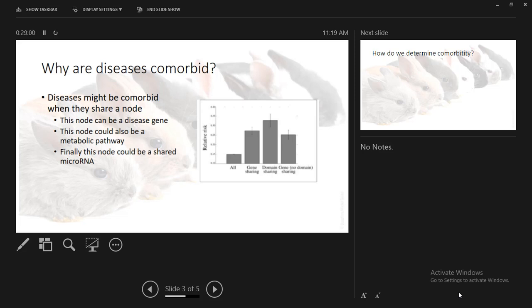Now, if the two diseases that are comorbid share a gene, there's some gene that's involved in both, then instead of being 15% more likely to get the second, you're actually almost 30% more likely to get the second. So it's nearly twice as likely that you're going to get the second disease if you already have the first, if the two diseases share a gene. You're like, what? That makes sense, right?